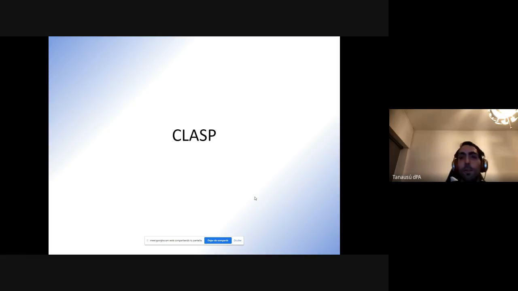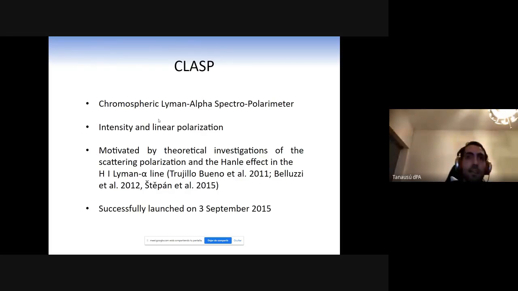And to this group of experiments is where we find CLASS. CLASS, that stands for Chromospheric Lyman-Alpha Spectropolarimeter, measured the intensity and linear polarization in the Lyman alpha line of the neutral hydrogen. This experiment was motivated by the theoretical investigations of scattering polarization and the Hanle effect in this spectral line, and it was successfully launched in September 2015.